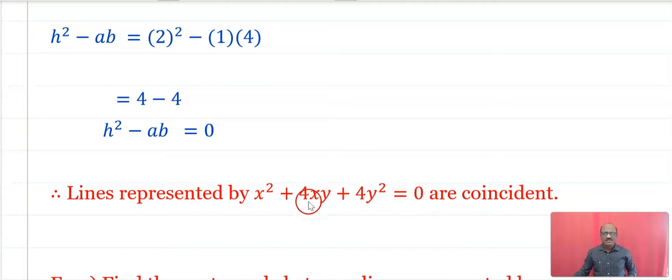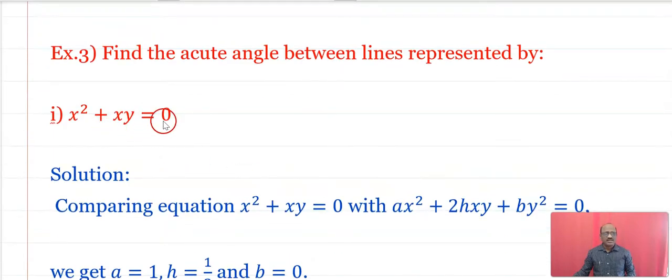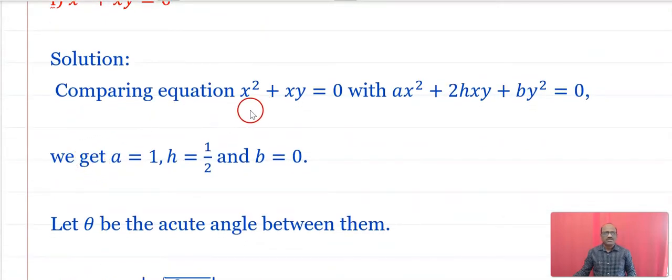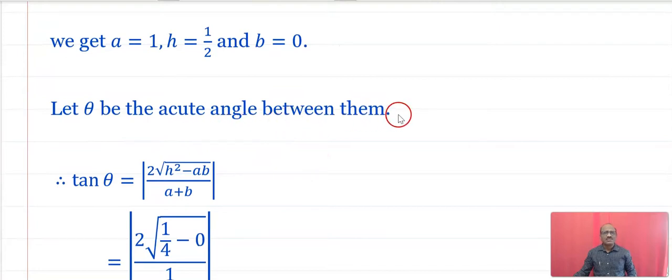Next, find the acute angle between the lines represented by x² + xy = 0. Solution. Comparing this equation x² + xy = 0 with ax² + 2hxy + by² = 0, as the coefficient of y² is absent here, a = 1, h = 1/2 and b = 0. Let theta be the acute angle between them, then tan theta = |2√(h² − ab)/(a + b)|.